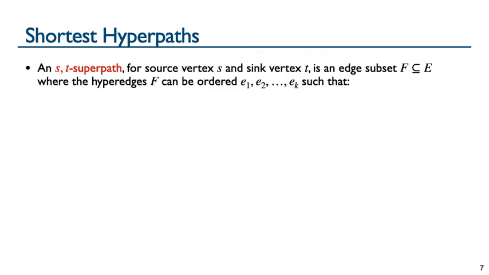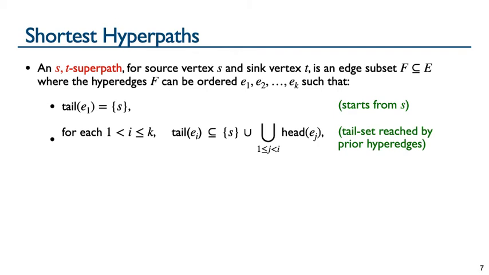More formally, we define an ST superpath, different from a hyperpath, for source S and sink T as an edge subset F where the hyperedges in F can be ordered, such that the tail set of the first hyperedge contains only the source vertex, which captures that the superpath starts from S. For each hyperedge E sub I, its tail is contained in the union of the source and the head sets of the preceding hyperedges. And finally, that the sink is in the head of the final hyperedge, which captures that the superpath ends at T. Informally, sink T is reachable from source S if there is an ST superpath.